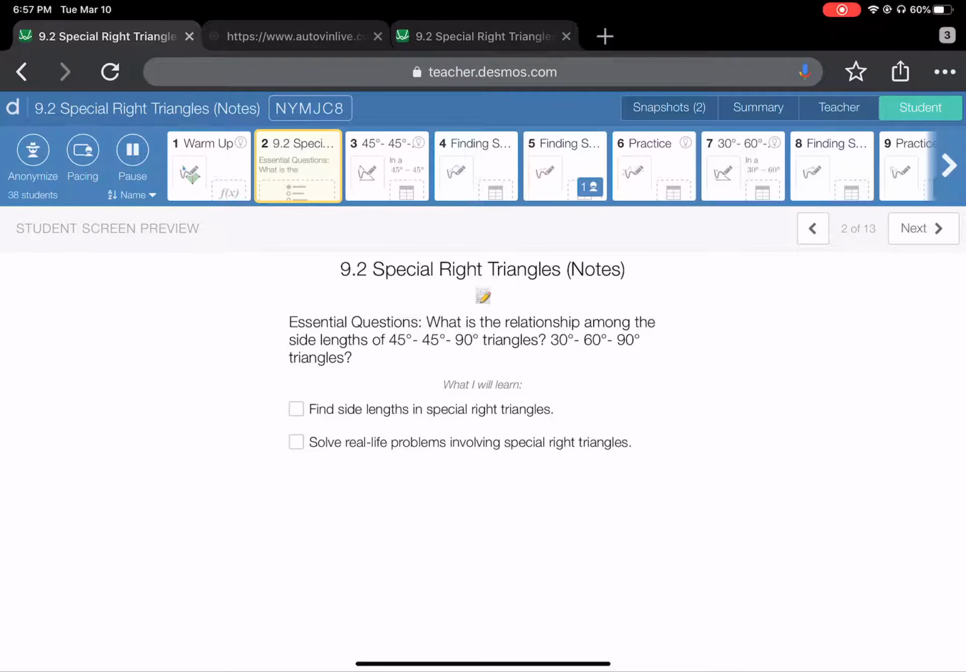Hello and welcome to section 9.2, special right triangles. Our essential question is, what is the relationship among the side lengths of 45-45-90 degree triangles and 30-60-90 triangles? What you're going to learn is how to find the side lengths in special right triangles and how to apply that to solve real-life problems involving these special right triangles.